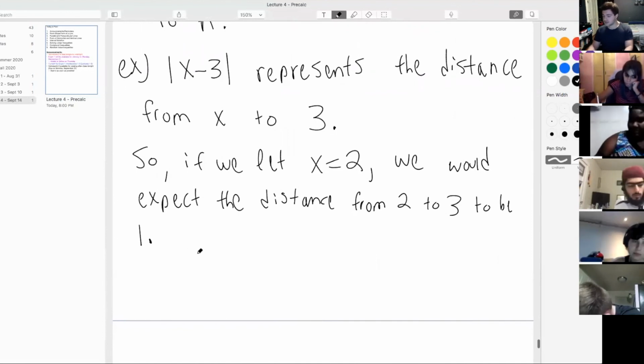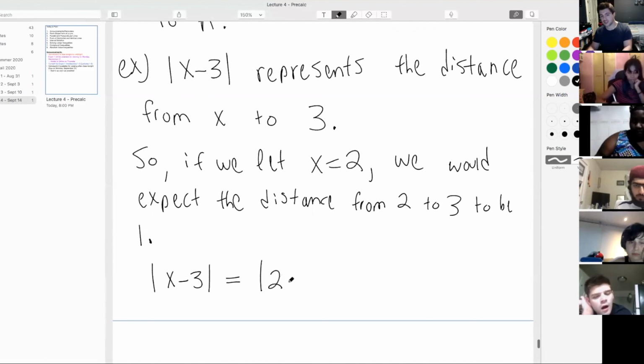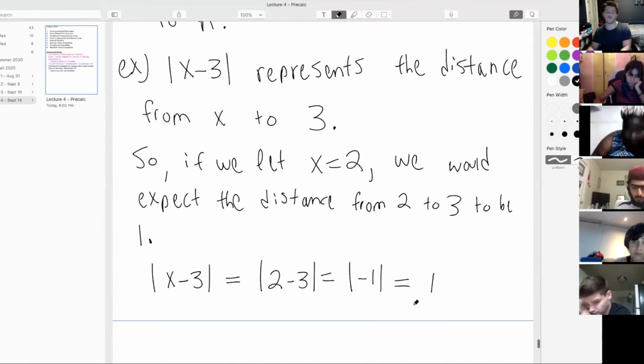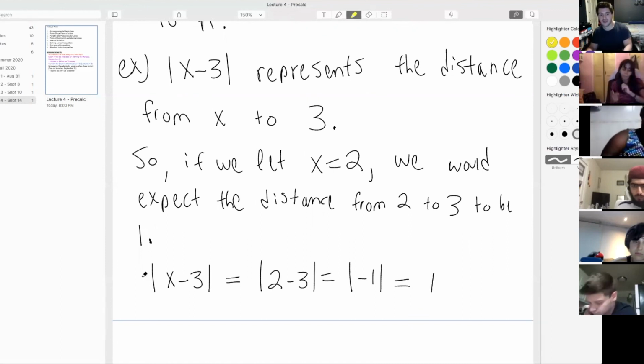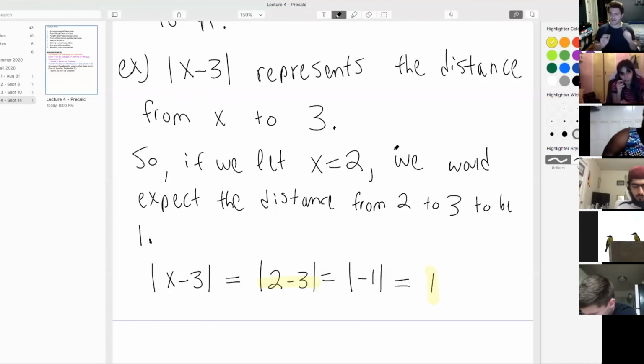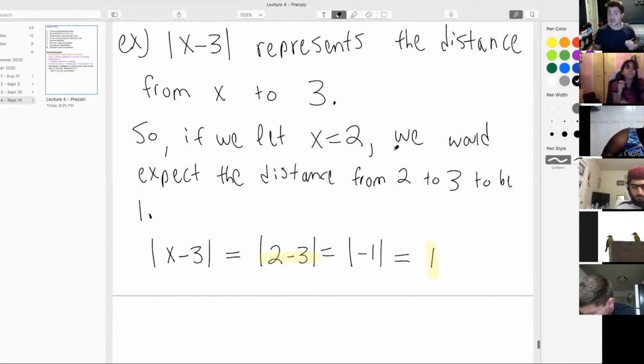And this works actually because the absolute value of x minus 3, let me plug in 2, I'll get 2 minus 3. 2 minus 3 is -1. The absolute value of -1 is +1. So we get what we expected, okay? We in fact do get that the distance from 2 to 3 is 1. All right, so the absolute value allows us to quickly measure distances between numbers.